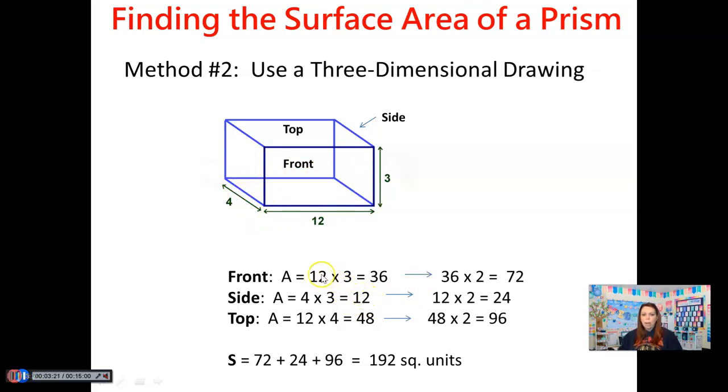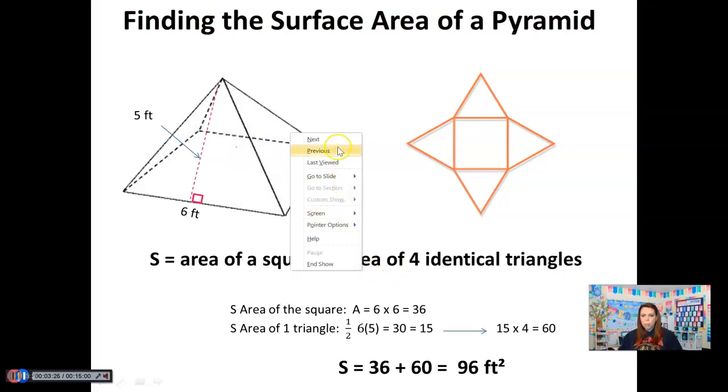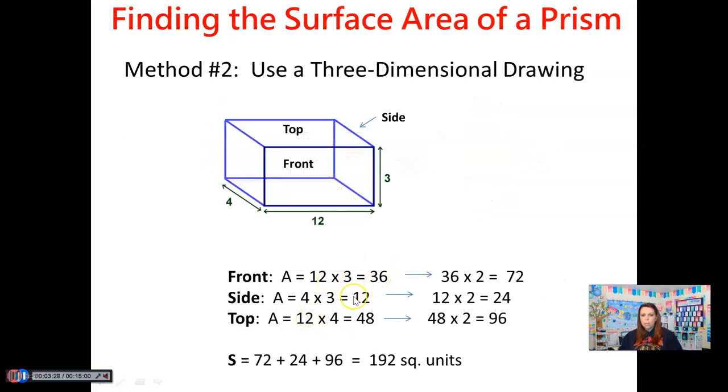So here are the front dimensions, the side dimensions, the top dimensions. You would multiply those times 2. So notice that the front one, the dimensions would be 12 by 3. 12 times 3 is 36, but there are 2 of them because the front and the back have the same dimensions. So you would take 36 times 2. The sides would have the same dimensions. They are 4 by 3.